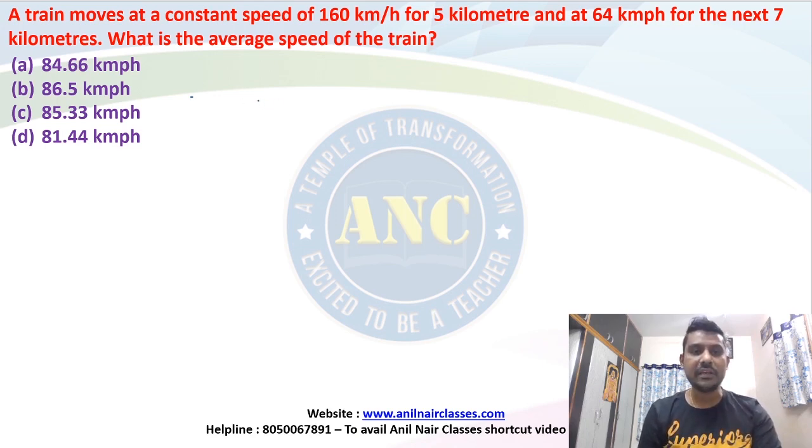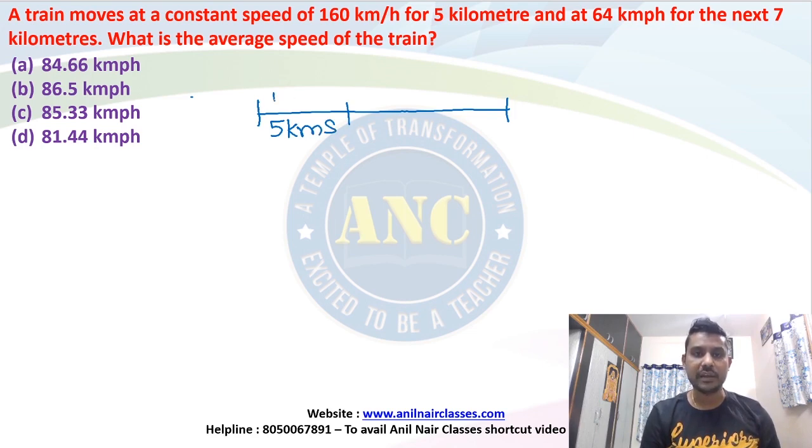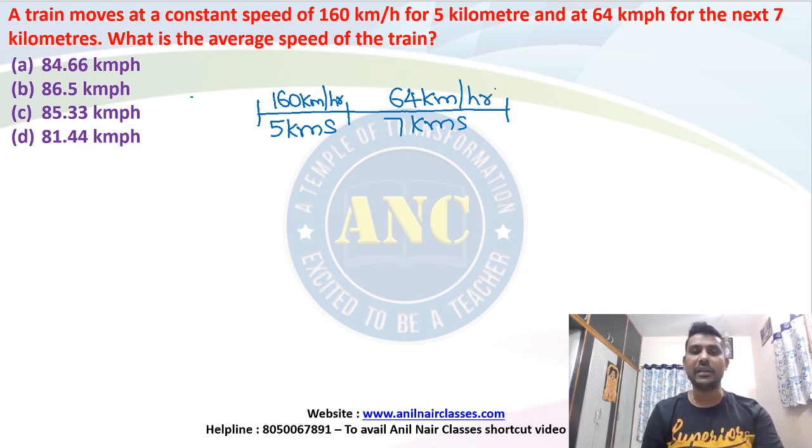Now see here. What is it that they are saying in the question? There is a train which is traveling from one place to another place. For the first 5 kilometers of the journey, it is traveling at a speed of 160 kilometers per hour, and for the next 7 kilometers of the journey, it is traveling at a speed of 64 kilometers per hour. What is the average speed of the train is the question.